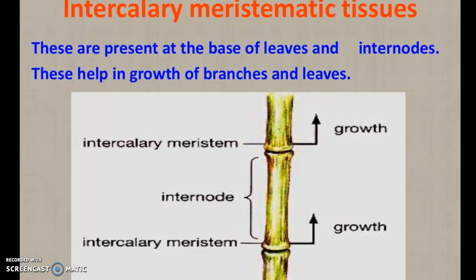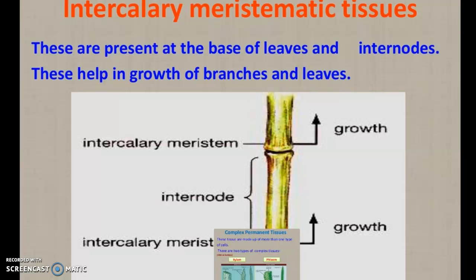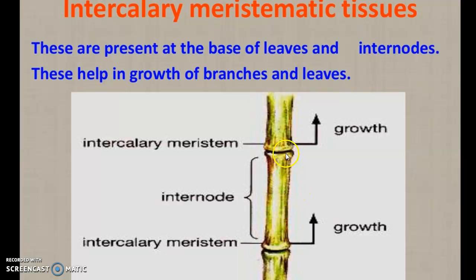Intercalary meristem is present at the base of leaves and the internodes, and it helps in the growth of branches and leaves. Here you can see the diagram. Here the stem of a sugarcane plant has been shown. So here you can see that the plant is going to have two regions, nodes and internodes.